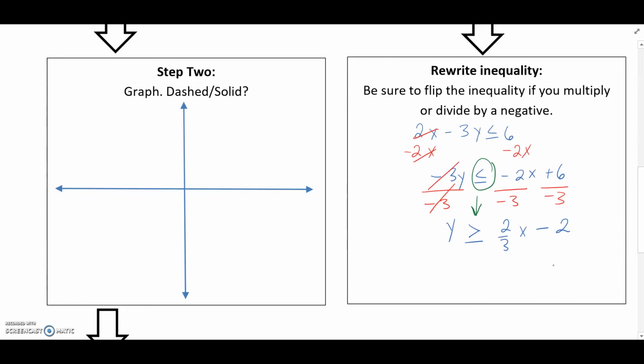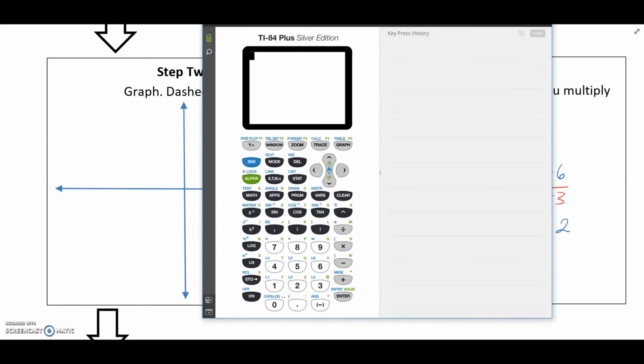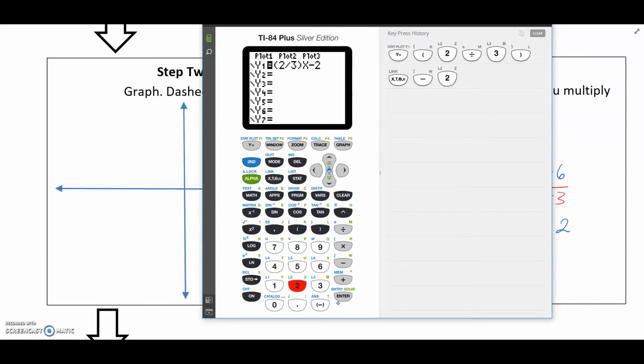So to graph this, we can take out our graphing calculators and put in under y equals 2 over 3 x, subtract 2. Now remember, the subtract is different than the negative, right? Your calculator understands that difference. Now let's say we made a mistake, right? You can always go back and change that, either using the insert or the delete or the clear if you want to wipe the whole thing clear. So there we go. That's our graph.